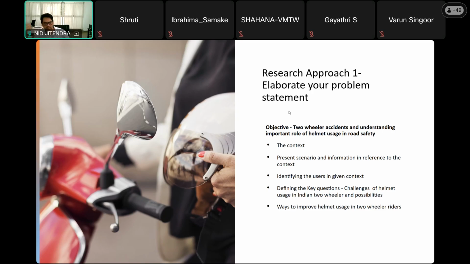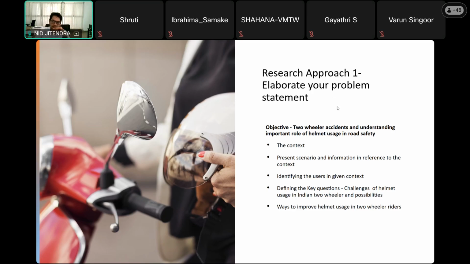In rural scenarios, people are more casual. Traffic situations are not very harsh, but accidents definitely happen in rural settings also. If it is urban, then there is chaotic traffic, very high-speed vehicles, law-breaking drivers, and complex infrastructure, along with other situations where two-wheeler riders are facing issues. Then you identify users and give context. And then you define your key questions: the challenges of helmet usage for Indian two-wheelers and the possibilities, and then ways to improve helmet usage among two-wheeler riders. So you try to identify the possible ways that a helmet can be made more usable.